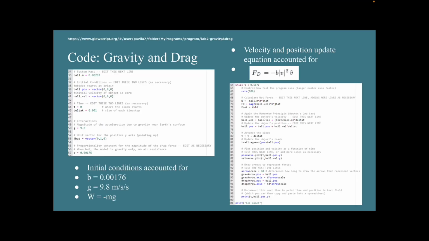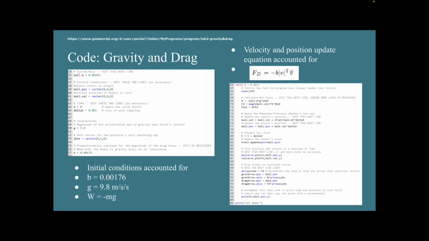In the gravity and drag code, the initial conditions remain the same as the previous code, only this time the drag force constant b was set to 0.00176. This value was found by repeatedly running the code. In the while loop, the velocity update and position update equations stay the same, while the equation for net force now takes drag force into account, making the equation Fnet equals weight force plus drag force.